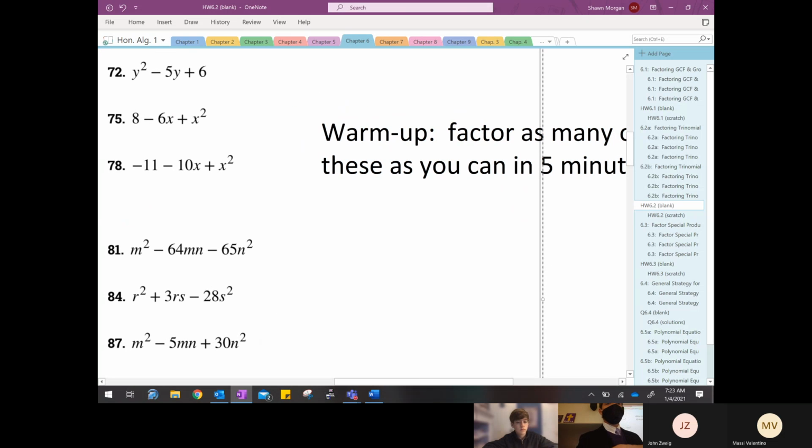What you're going to be doing is you're going to be writing them as a product. So oftentimes it'll look something like that right there, remember? Okay, so I'm going to shut up. I'm going to let you guys work, give you about 5 minutes, and then we'll see if we can get this thing taken care of.